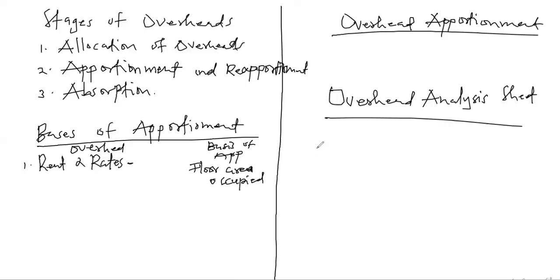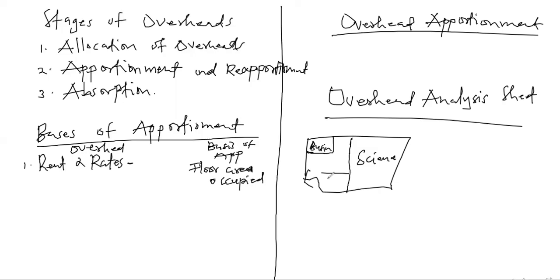For example, if the company rents this whole building, and let's say the business department has occupied this area, and here is for the science, and here is for the IT, and let's say here is for art, and let's say here is for agric.